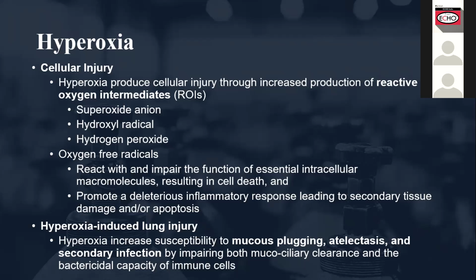Then there is hyperoxia and lung injury. This is not common, but it happens when you give a lot of oxygen to patients for a long time. Hyperoxia will increase susceptibility to mucus plugs, lung atelectasis, and secondary infection by impairing both mucociliary clearance and the bactericidal capacity of immune cells. The mucociliary system is a kind of barrier so that bacteria do not enter our blood easily.